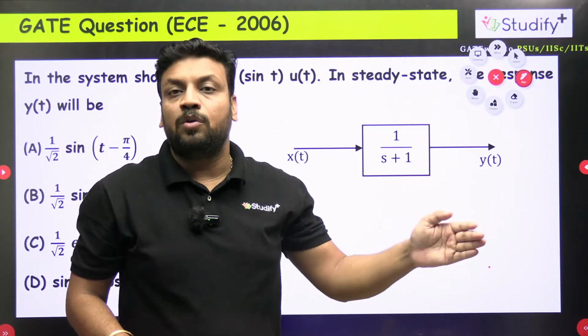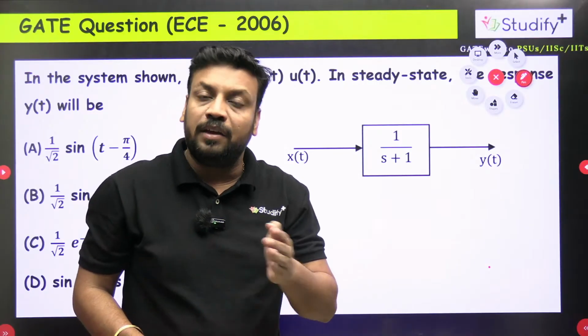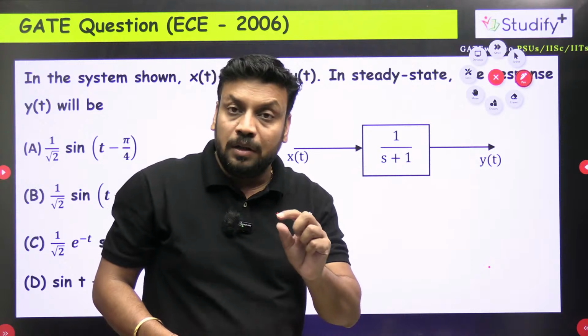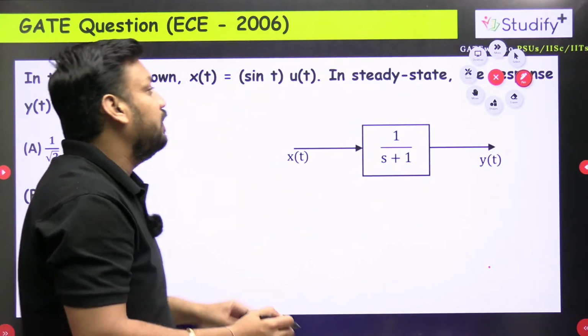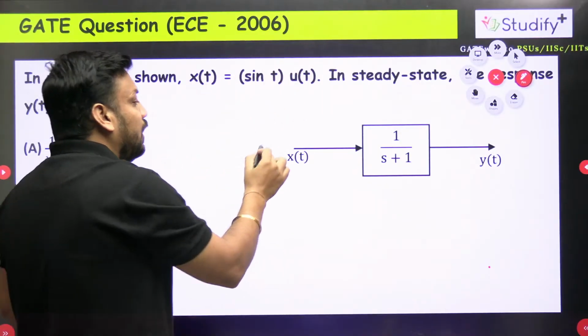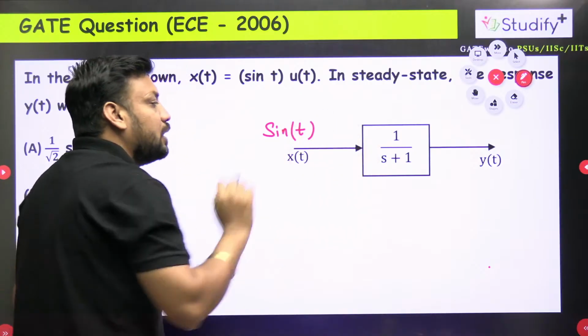We always talk about causal systems, because negative time we do not discuss in control systems. We will not discuss non-causal systems in the control system. Causal system, t greater than 0, so u(t) means that it is talking about t greater than 0. So the input is nothing but sin t, and it asks what the output will be.